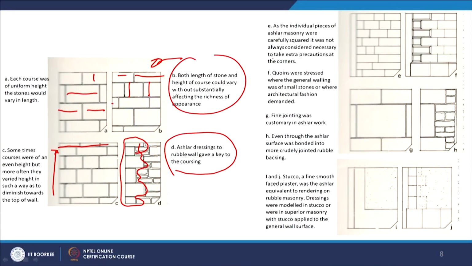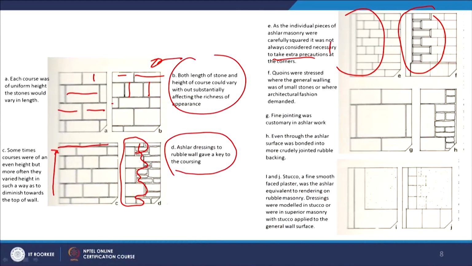And similarly, here you have similar techniques of how the edges have been treated, and here if you look at it, the quoins were stressed where there is a demand of an architectural fashion. So obviously they are dressed and they are stressed, so that it can create a particular fashion.